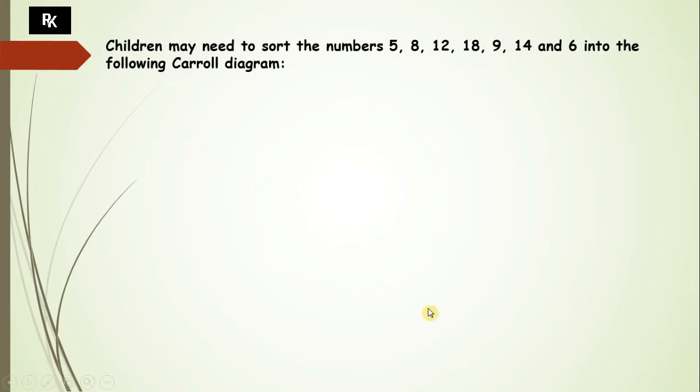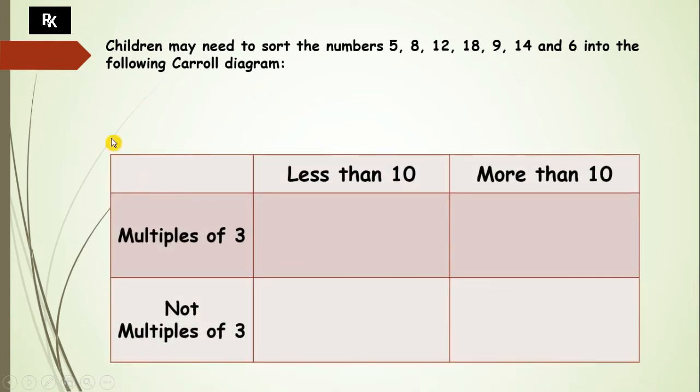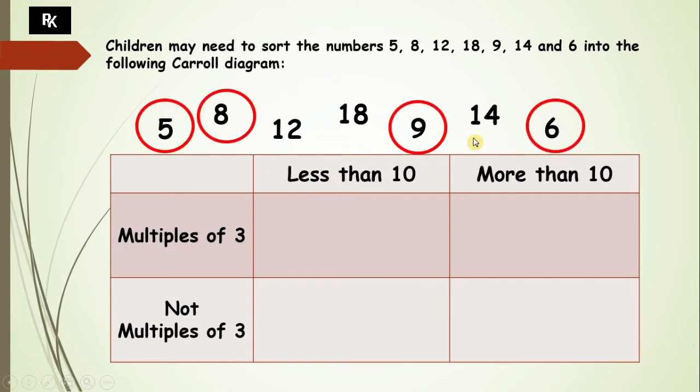Sometimes Carroll diagram involves numbers. For example, children may need to sort the numbers 5, 8, 12, 18, 9, 14 and 6 into the following Carroll diagram. Here is my Carroll diagram which states multiples of 3 and not multiples of 3, less than 10, more than 10. Now let's sort my numbers. My numbers are 5, 8, 12, 18, 9, 14 and 6. Now circle the numbers which are less than 10. So these numbers are less than 10.